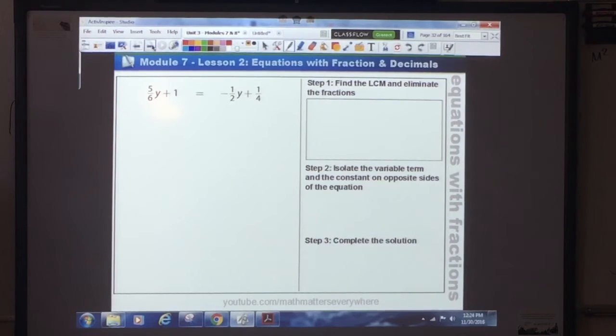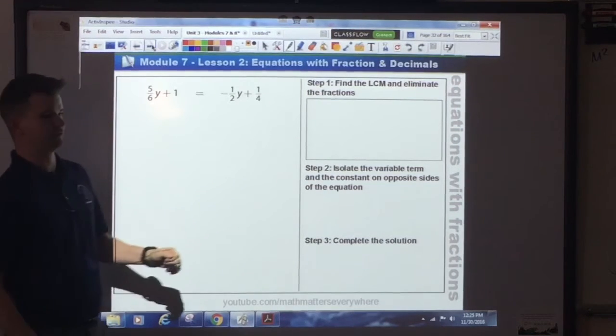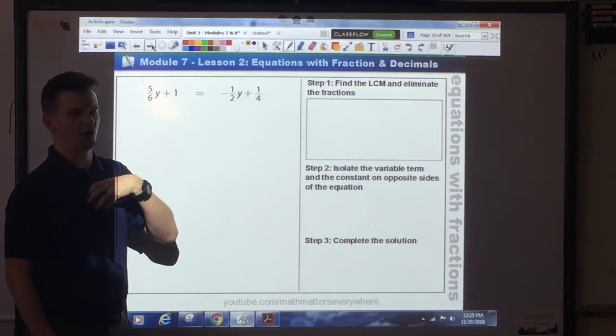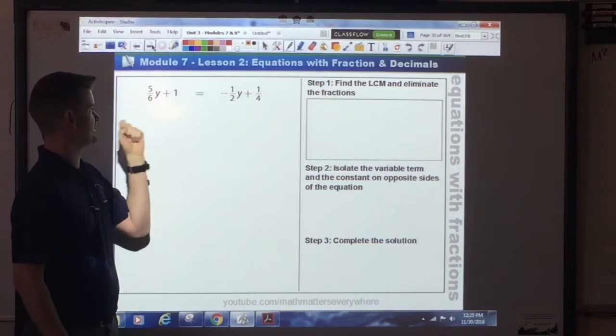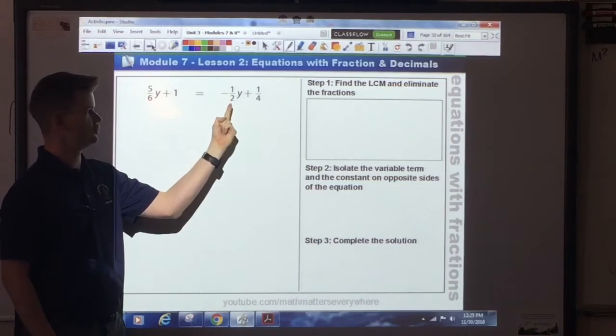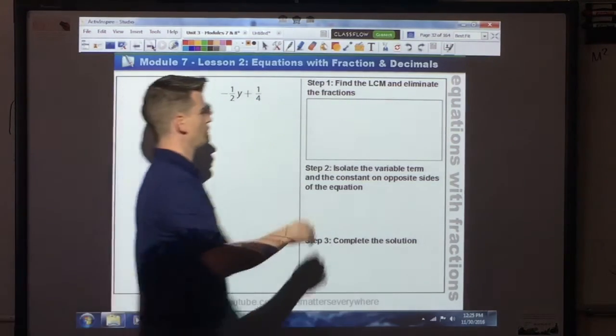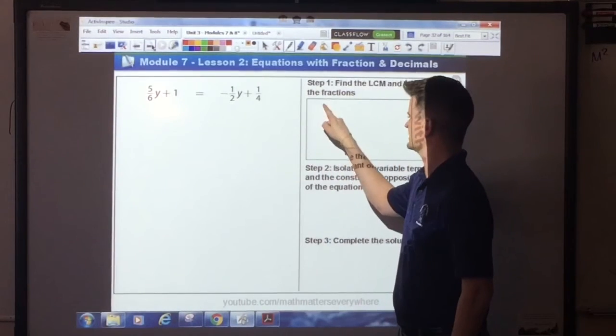So this one, by the way, I want to point this out. I chose this example for a reason. We don't care that there's a negative there. It doesn't mean anything to us. All I care about right now is the denominators. My denominators are 6, 2, and 4. Which one's larger? 6. So we're going to find the multiples of 6.